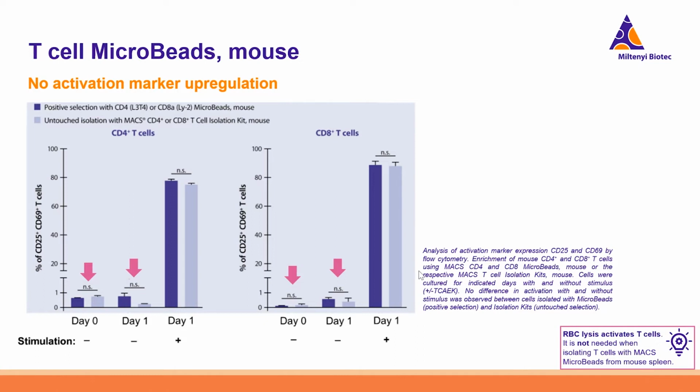As a useful tip, which you see here in the box on the lower right, and these boxes are at several points in this presentation, we would like to suggest to not use red blood cell lysis, because this indeed activates your T cells before the isolation. However, the red blood cell lysis is not needed for T cell isolation with our MACS microbeads from mouse spleen, so better avoid it completely.